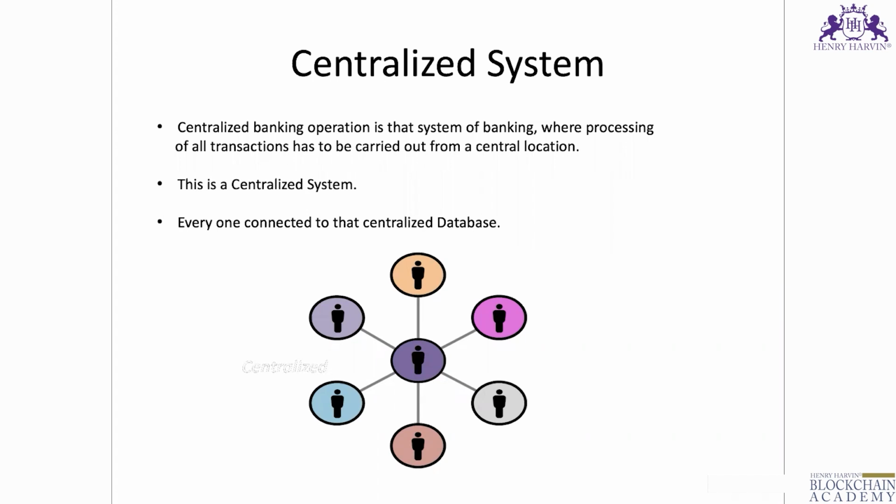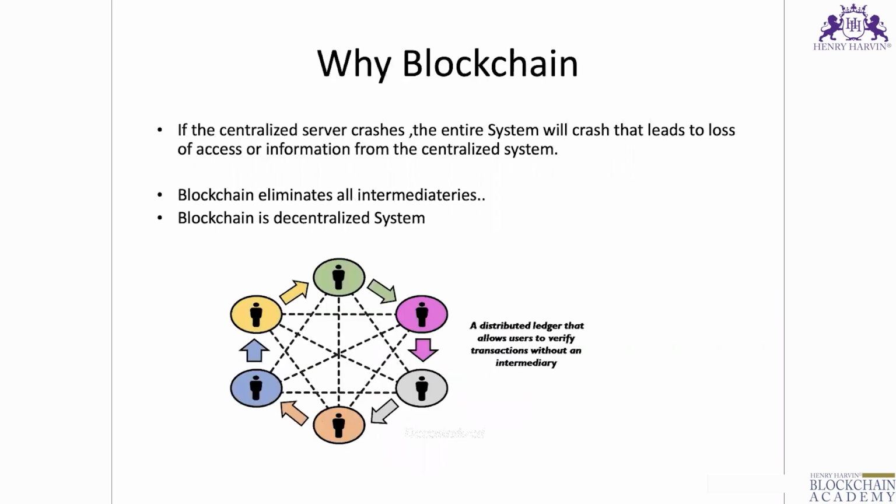So the main disadvantage of this system is if the server crashes, everything goes. Nobody can get the data. This has happened in WhatsApp as well. Sometimes I heard for 1 or 2 minutes it is stuck or something. Yeah, so this is called a decentralized or distributed system.